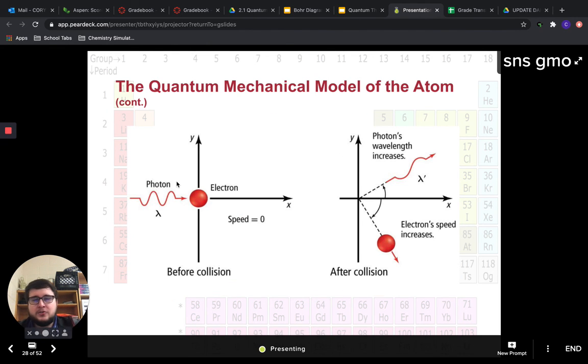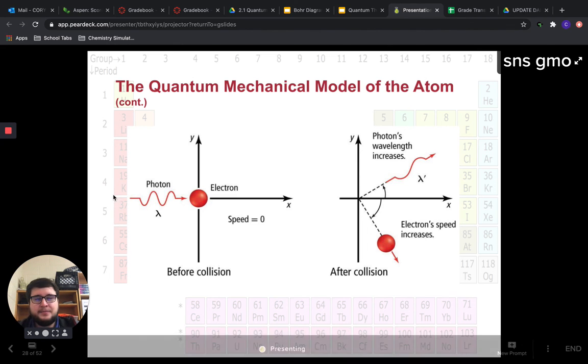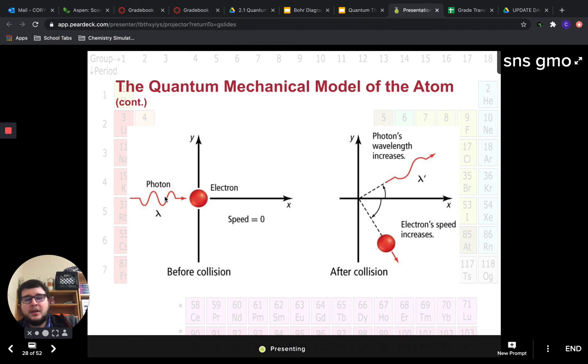Here's a picture of what that looks like. Here I have an electron that is at rest, speed equals 0. If it's not moving, I can know its position. But let's say that a photon collides with it, and a photon is just like a light packet, a packet of energy. It's going to hit this electron. Now the electron is moving, and maybe I can know the speed of the electron, but then I can't know exactly where it is at a certain point. This shows the deflection before and after the collision.